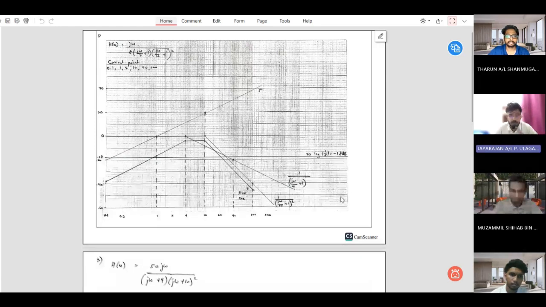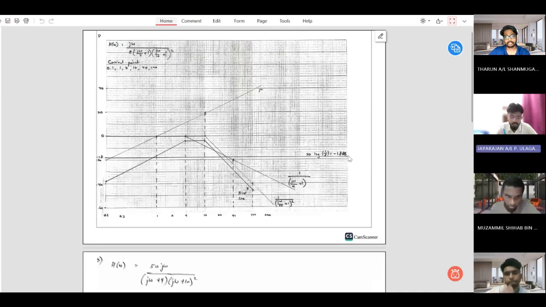So from this, we can draw the Bode plot. The first one is the gain, 0.125. The formula is 20 log 0.125, then we will get negative 18 dB. So we draw our gain line starting from negative 18 dB until 100.